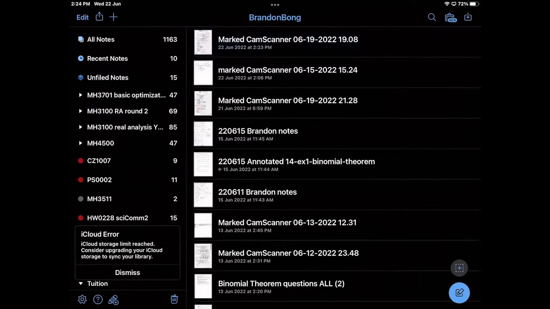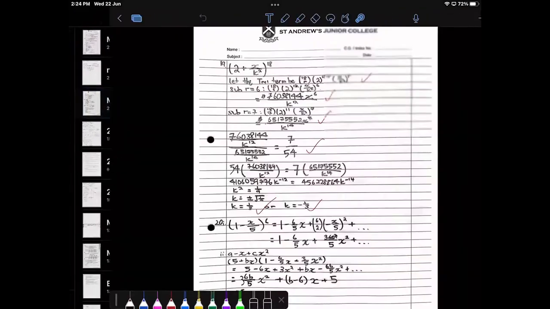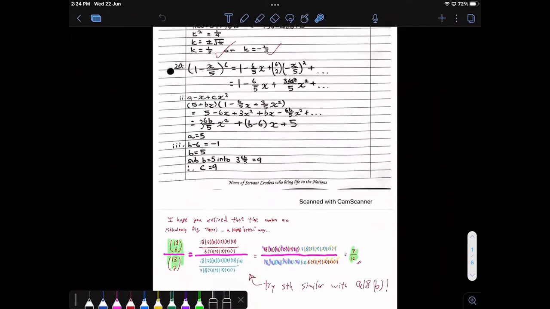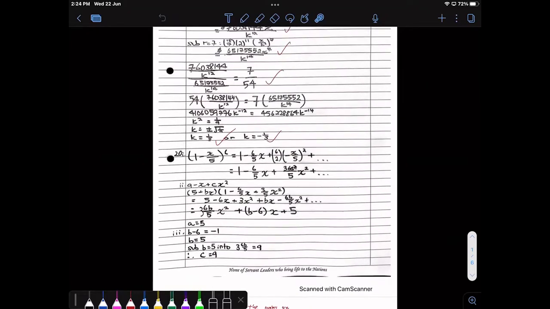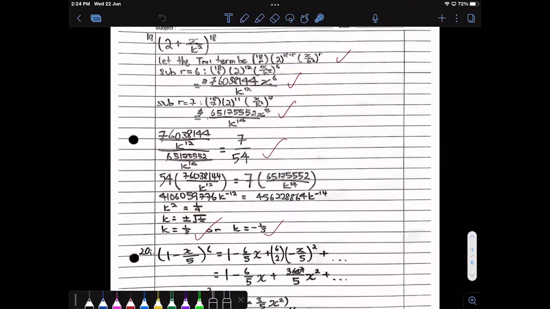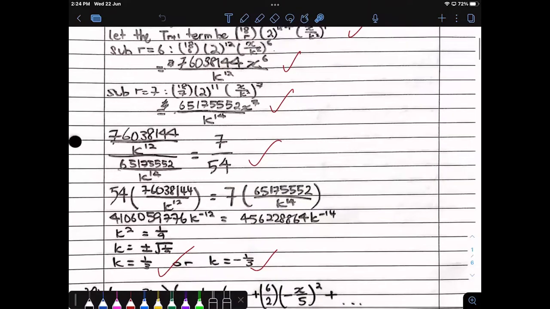Okay. Next one is 19. Nothing wrong with this one. The numbers you notice here are quite big. Modern calculators can do this.